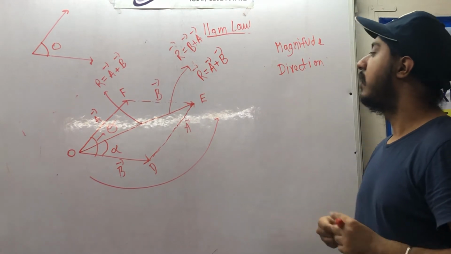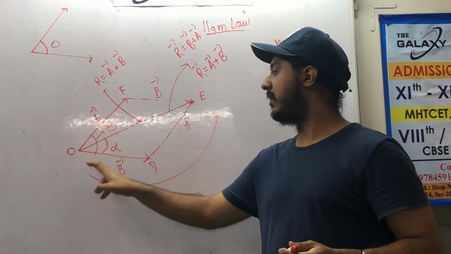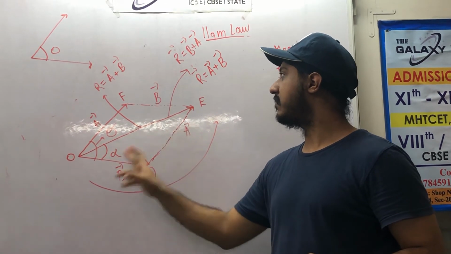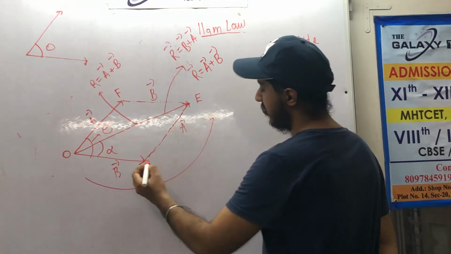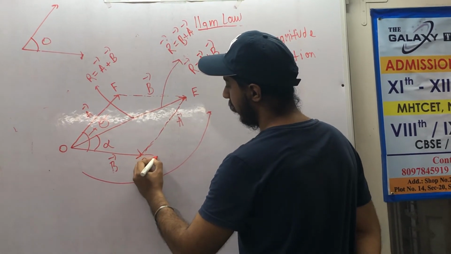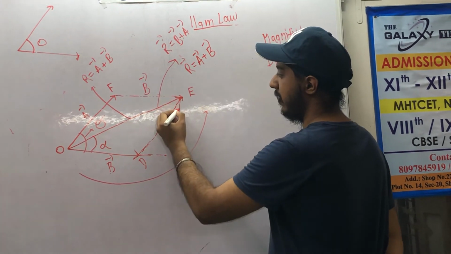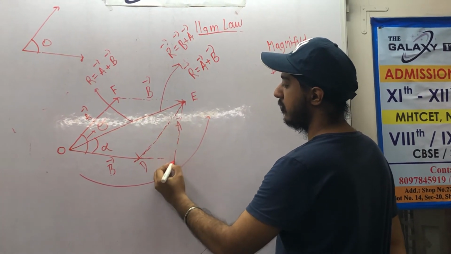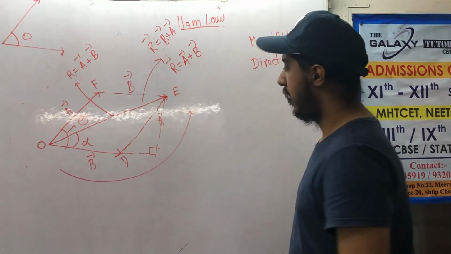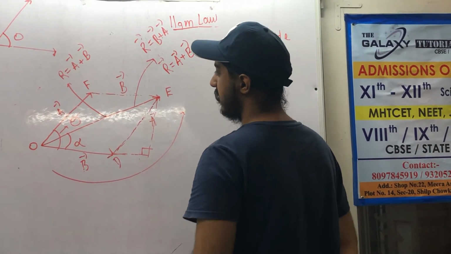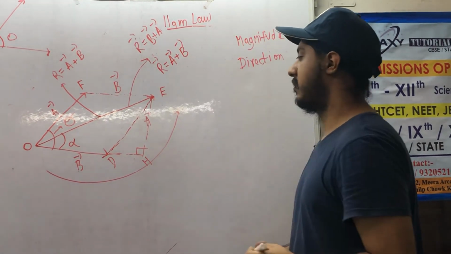So the angle between the 2 vectors A and B is theta, and the resultant is making an angle of alpha. Now it's the same procedure we saw in the triangle law. First of all, I will extend this side and I will draw a perpendicular from here. It's a fixed procedure. It's 90 degrees. And here I will name this point as H.